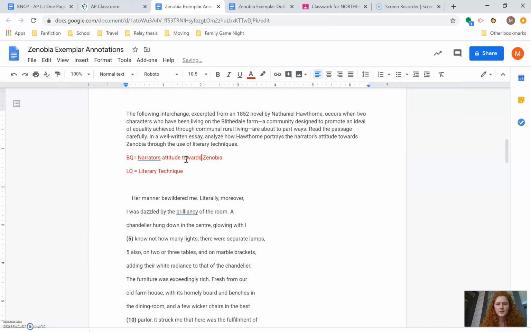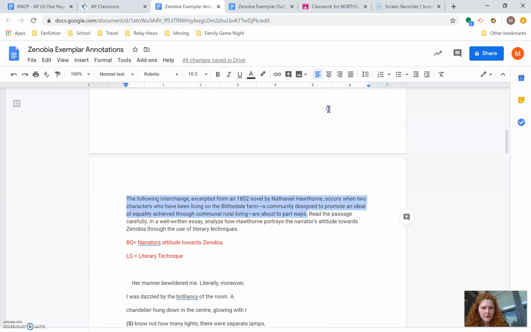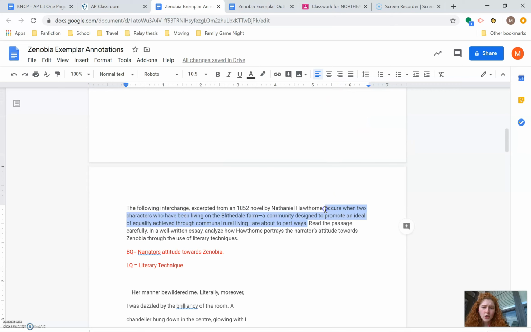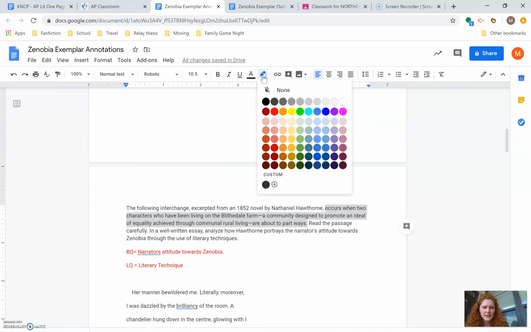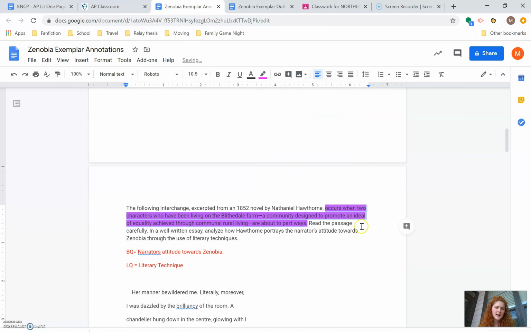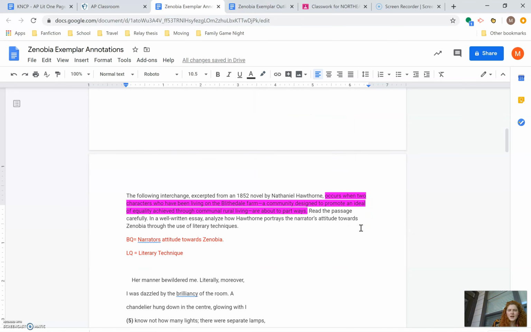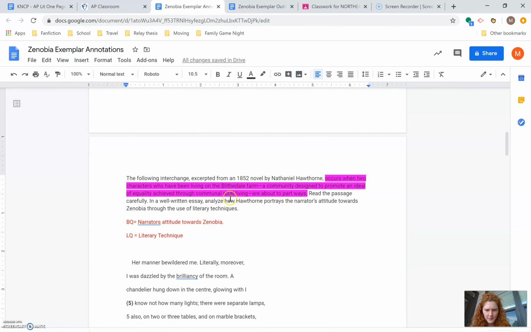Or towards Zenobia. Okay, but then it gave you this sentence here. And this sentence here, these two characters who've been living on the Blythedale farm, is your context. They gave this to you as sort of like a little freebie. It helps you out with understanding what's happening. But it only works if you know what these words mean. So what does communal mean?